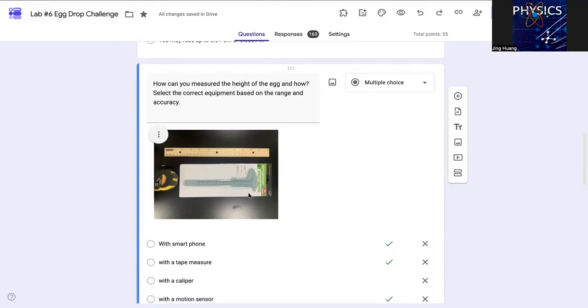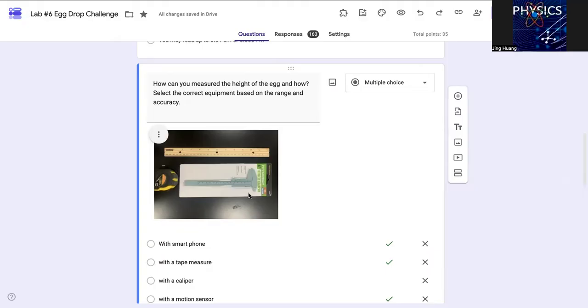very accurate caliper. A caliper can measure up to micrometers, and this one can be used. If you look at the marking, it can be measured to an accuracy of 0.05 millimeters. So it's very accurate. And then the standard ruler.